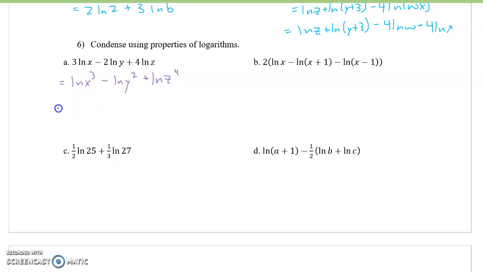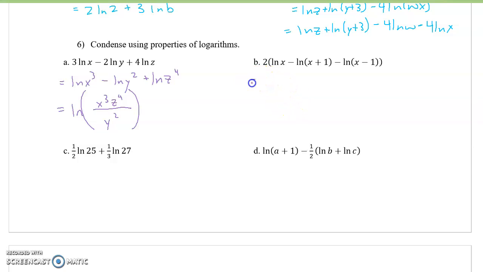And then, just like before, anything that's positive should be in the numerator, anything that's negative should be in the denominator. So we've got a single logarithmic expression of the fraction x cubed z to the fourth over y squared. I can't tell you how many times I've seen people put natural log of the numerator divided by natural log of the denominator. That's not okay. That's not the same thing. We're taking the natural log of a single fraction.